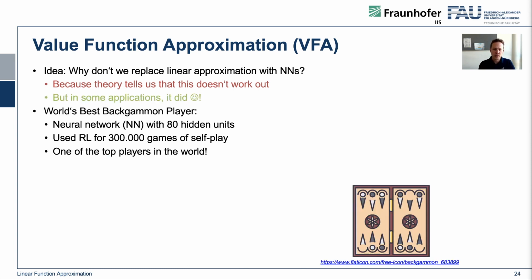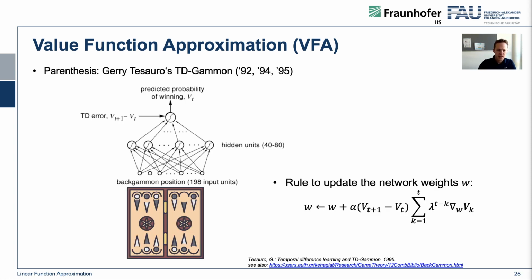However, also in the past, there are some applications that actually did it. There are applications that use neural networks to approximate a value function. And the very first example of this was TD Gammon. TD Gammon evolved to be the world's best backgammon player, and it uses a neural network with only 80 hidden units, and it used reinforcement learning for 300,000 games of self-play, and in the end was one of the top players in the world. This early idea also used neural networks to encode the value function.